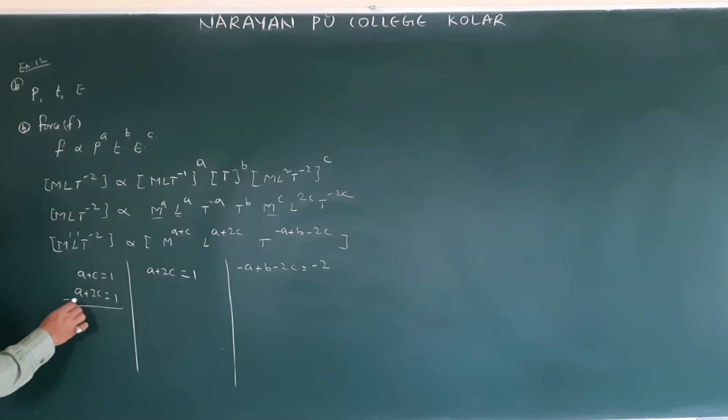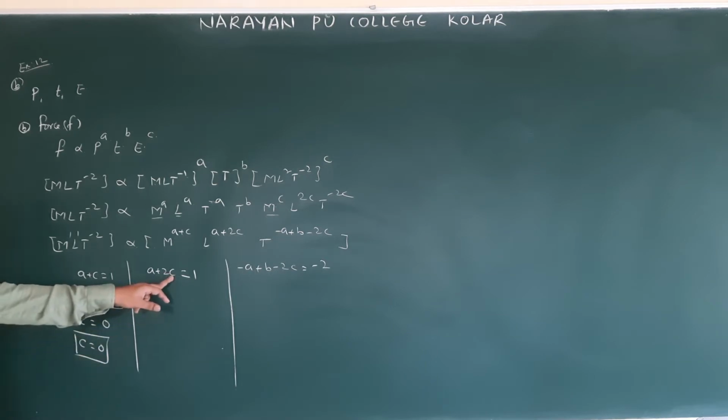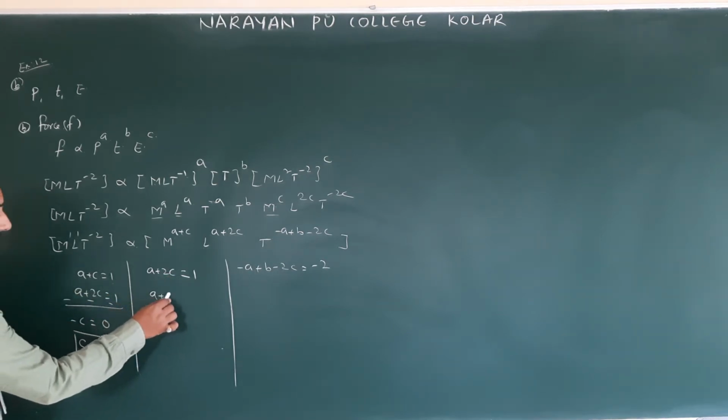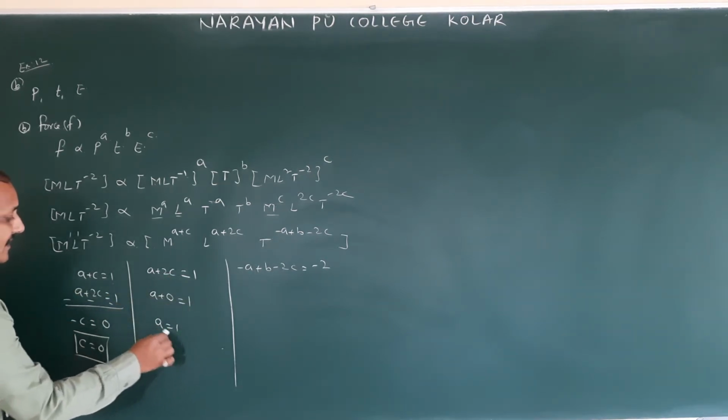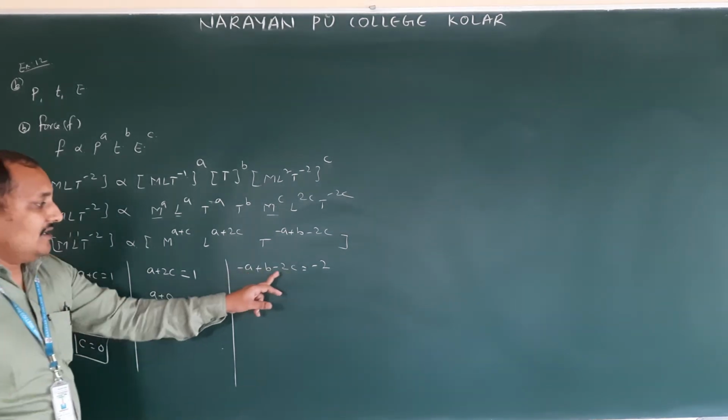Subtract: A minus A is 0, C minus 2C is minus C, 1 minus 1 is 0. Then C is equal to 0, you got. Substitute here: A plus 0 equal to 1, then A is equal to 1. So A value and C value substitute here, you will get B.